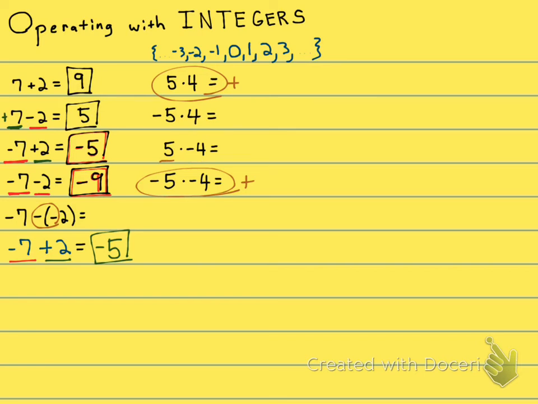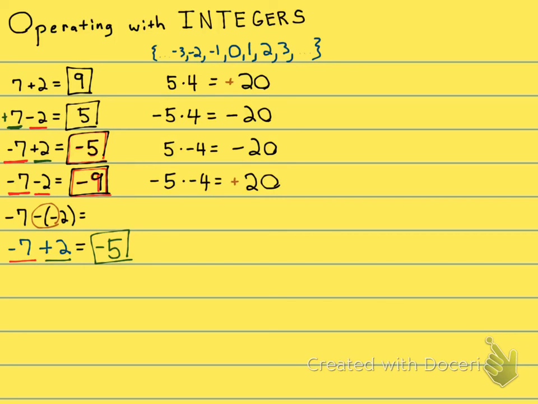Okay, this works for multiplication and division. So, same signs. A positive 5 and a positive 4 is a positive 20. A negative 5 and a positive 4, a negative and a positive is a negative 20. A positive and a negative is a negative 20. And a negative times a negative is a positive 20.